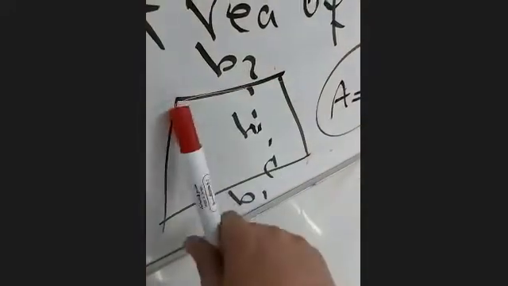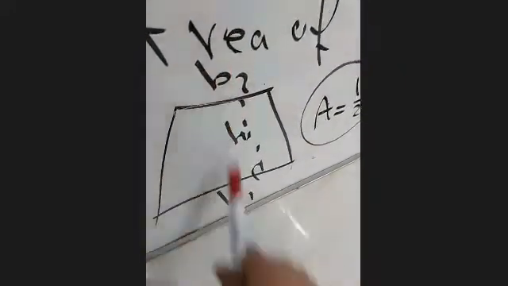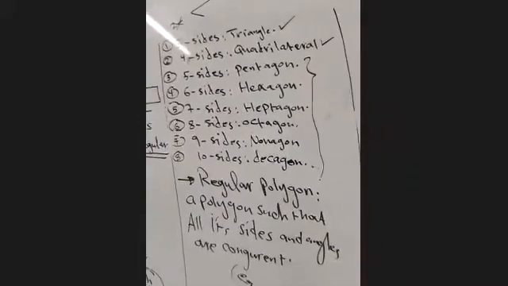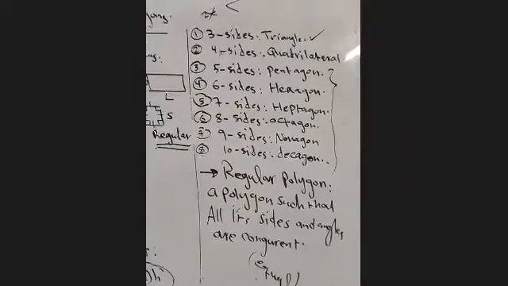But how about the trapezoid? Is it regular? No. This line is different from this line, the 2 bases, remember? So these are the names of the polygons, of which we will find some of their areas.